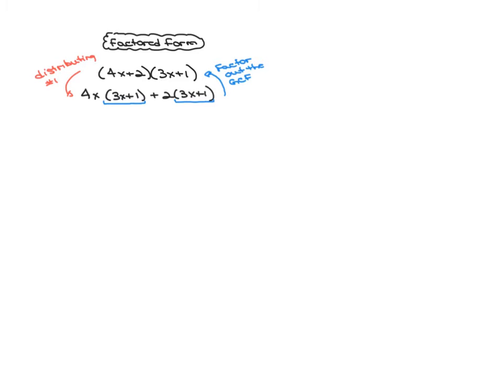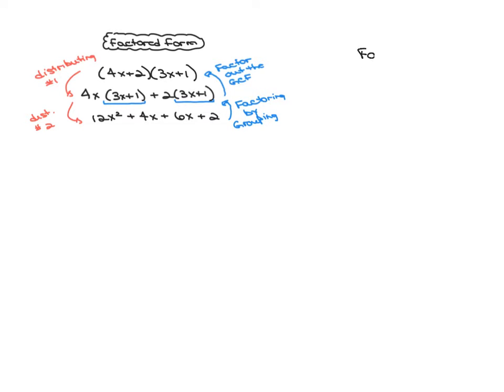Next, let's do the second round of distributing. So 4x times 3x, 12x squared, plus 4x, plus 6x, 2 times 3x, plus 2 times 1. And we think of that as distributing number 2. Now to undo distributing number 2, we're going to do something new to us. And it's called factoring by grouping. And we're going to look at a couple of examples to see how this is done.